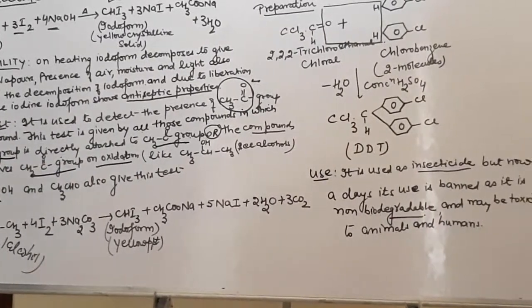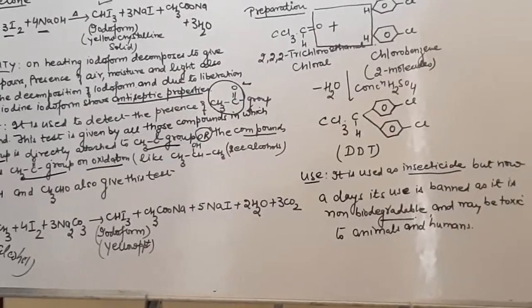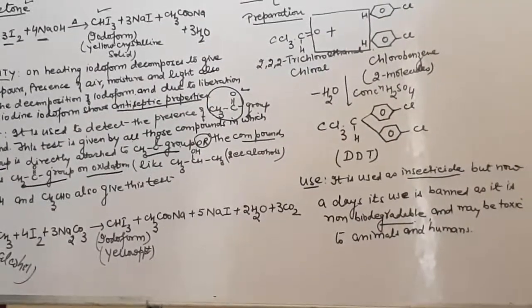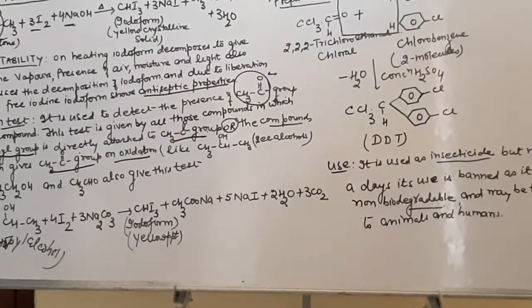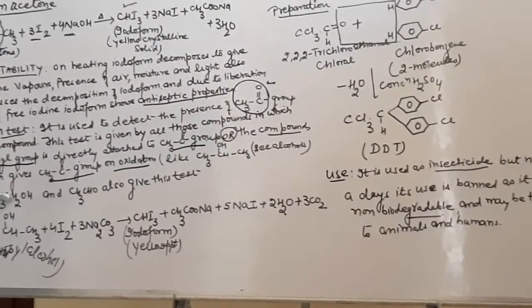So learn this very thoroughly. It may be asked in the board examination. Suppose the question is, give a chemical test to distinguish between normal propyl alcohol and ethyl alcohol. So ethyl alcohol gives the iodoform test.